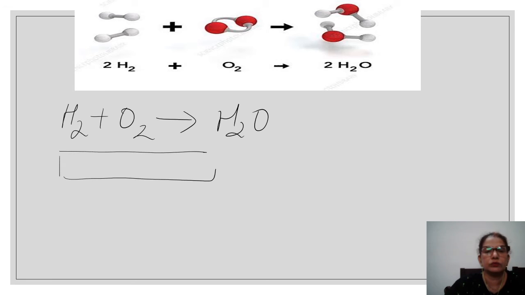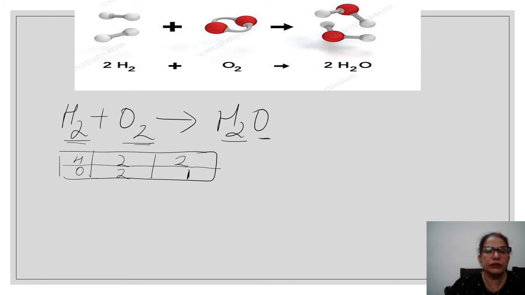Let's continue by making boxes. We have here hydrogen, we have oxygen. Hydrogen on the reactant side you have 2, and on the product side you have 2. Oxygen on the reactant side you have 2, but on the product side there is only 1 atom of oxygen. So this was the first step.